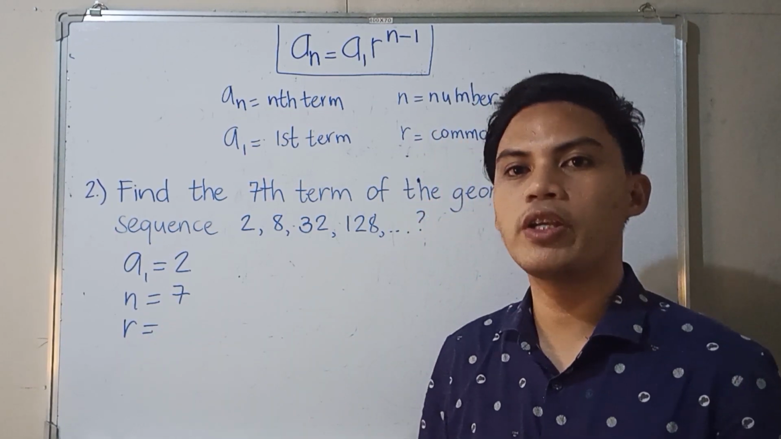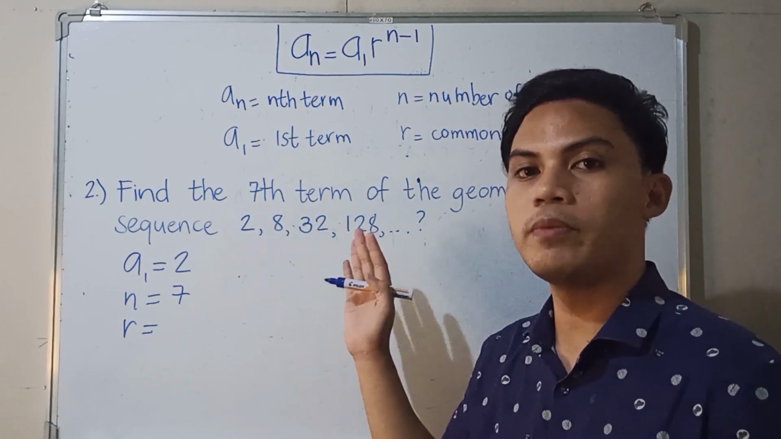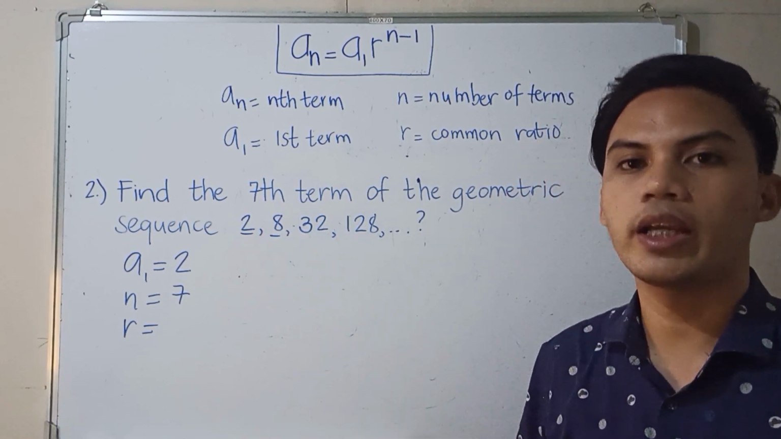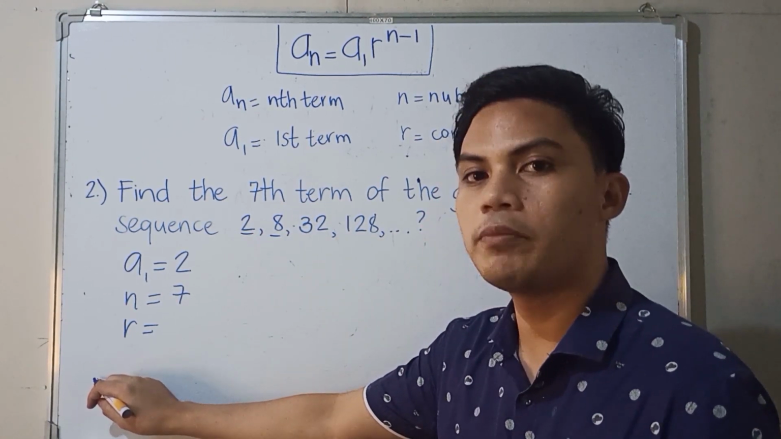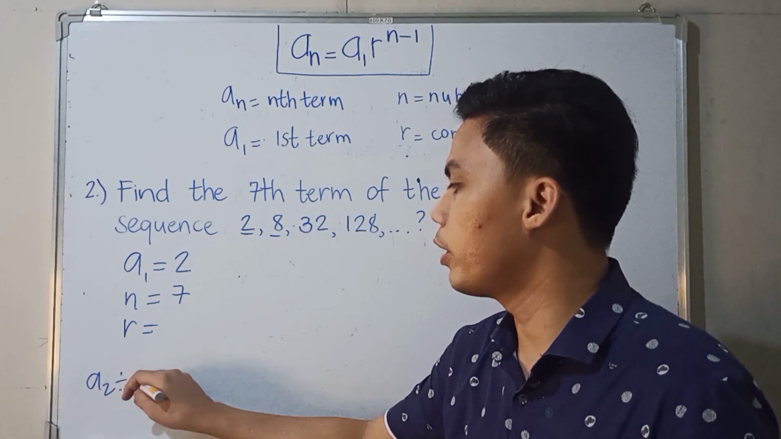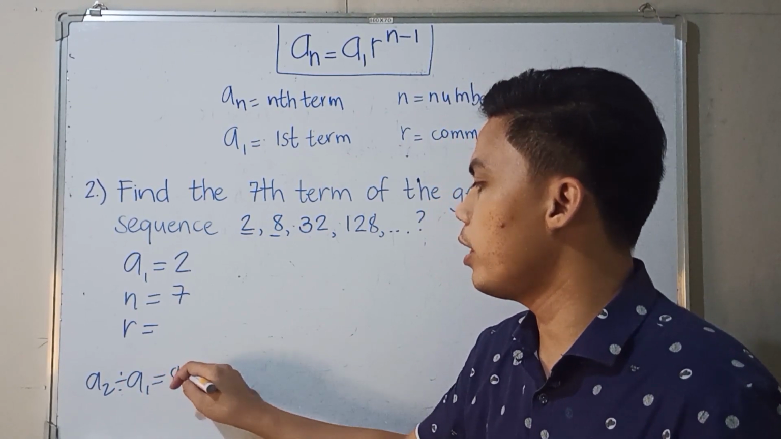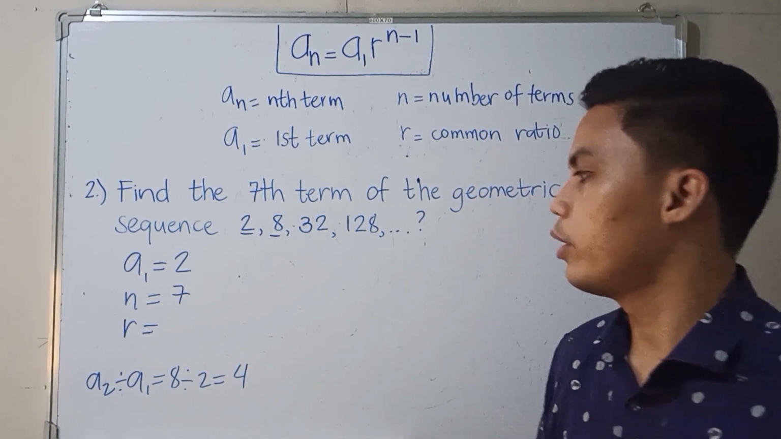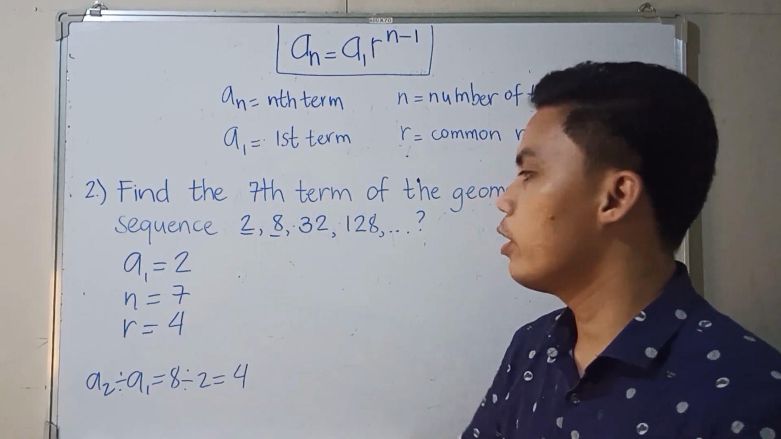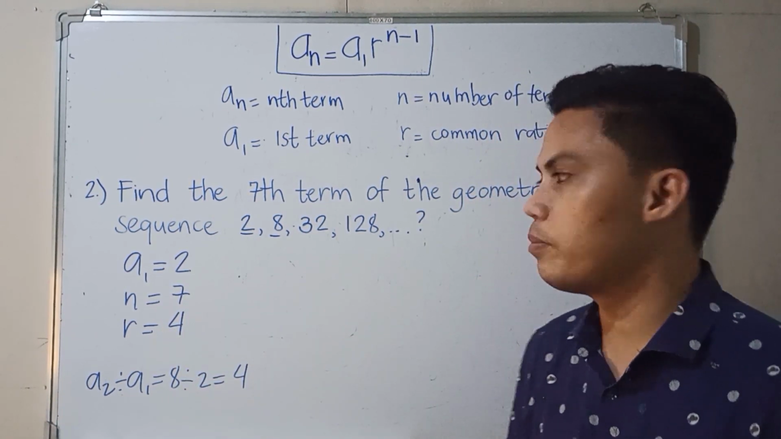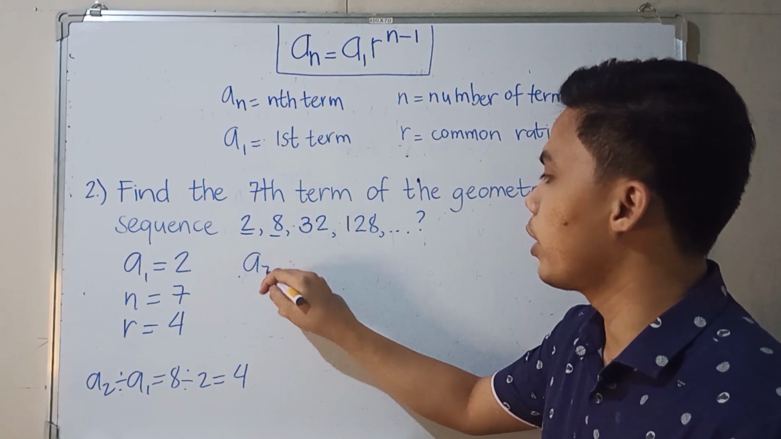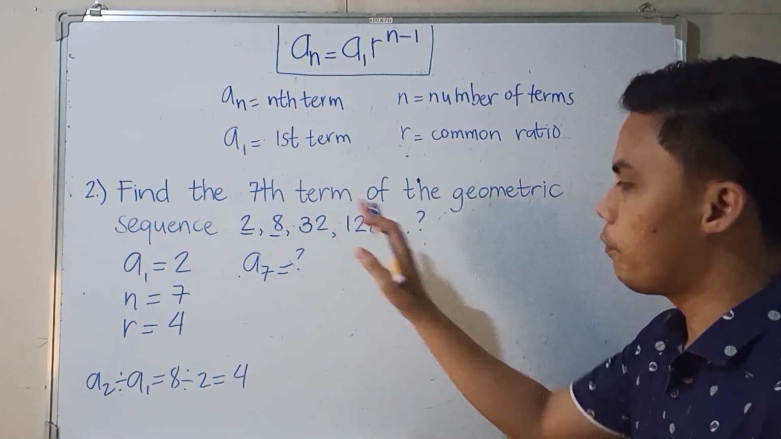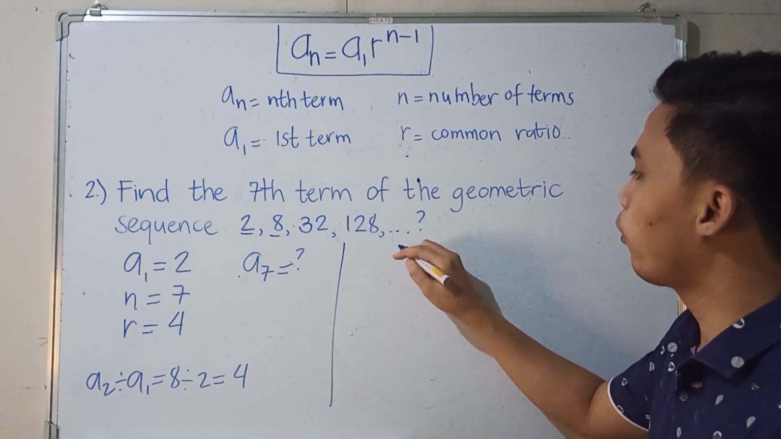Paano natin kukunin si common ratio? Again, you can use any of the terms. Pero for convenience, pwede natin consider si first at saka si second. So, second divided by the first, a sub 2 divided by a sub 1. That is 8 divided by 2 equal to 4. Therefore, ang common ratio natin ay si 4. So, yung hinahanap natin sa problem is yung pang 7th term or si a sub 7. So, a sub 7 is missing. After that, we're going to use now the formula.